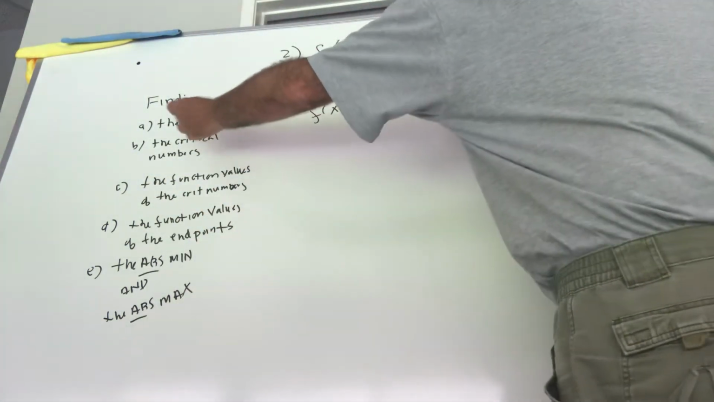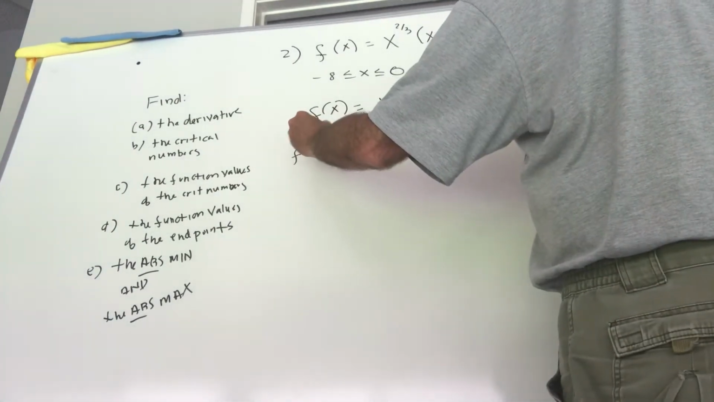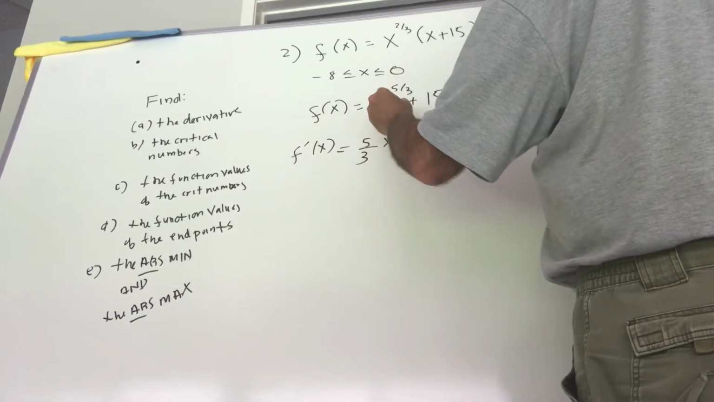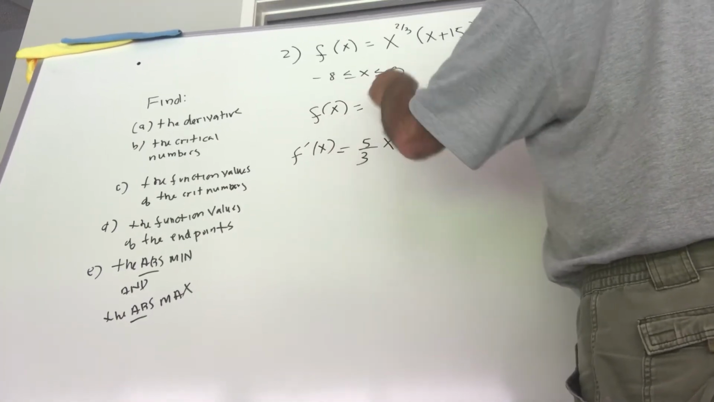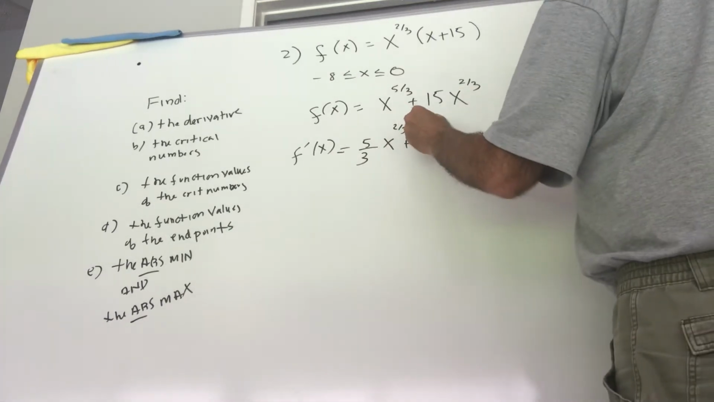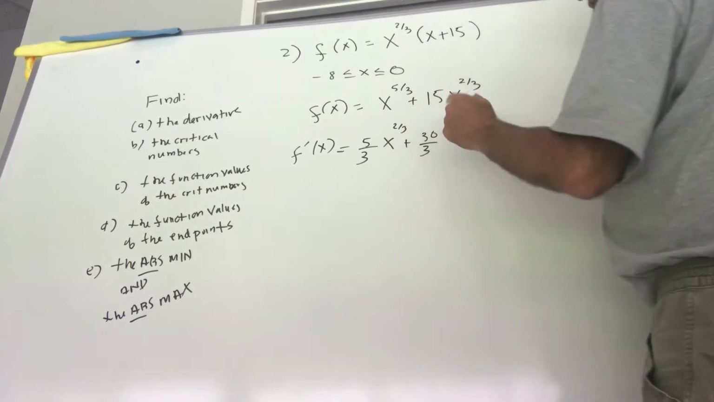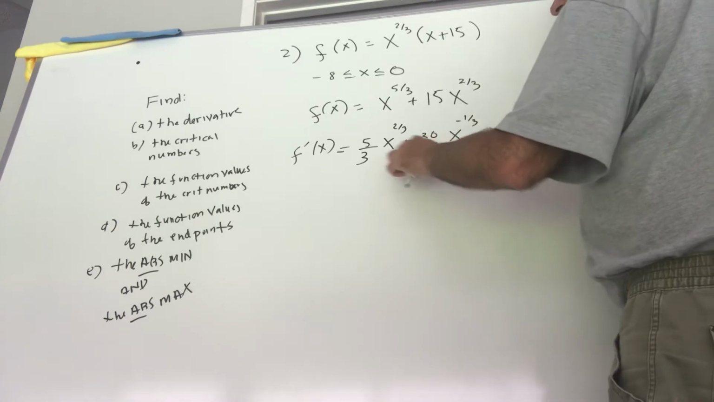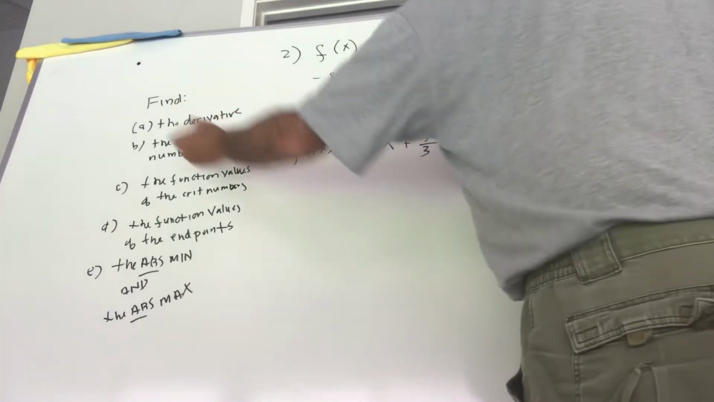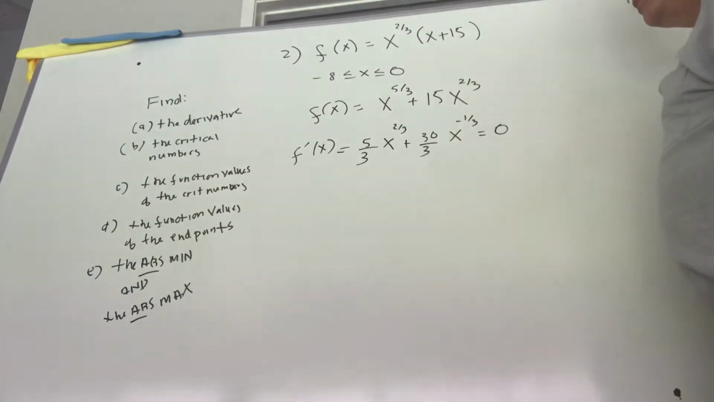First step here, we're going to take the derivative for the 1 millionth time this year. Remember, you just bring the 5/3 down and subtract the power. Now, when you bring the 2/3 down, you get 10/3 x to the negative 1/3. Now, don't reduce the fraction because I want to factor that out. So there's the derivative. Now I need to find the critical numbers, and that's by figuring out when that derivative is equal to 0.